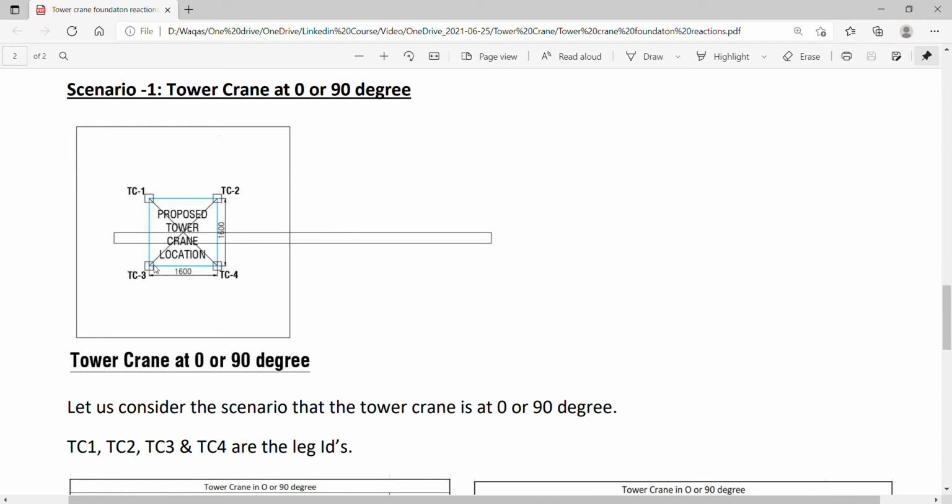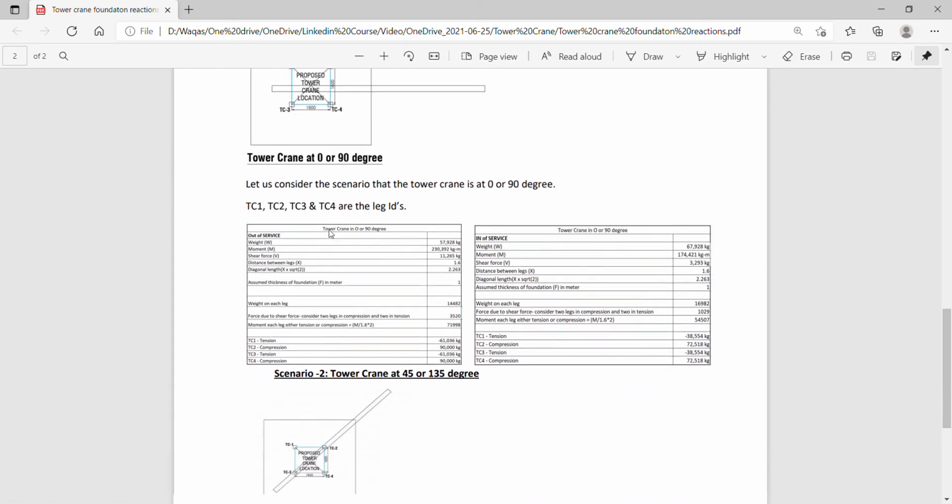This is not a foundation, it's a supporting system. The foundation we will design later, including its size. But this is the configuration of the tower crane frame, where it is supported and fixed on the foundation. So these are the legs of the tower crane, and it's fixed from the center. So let's start calculating the loads.